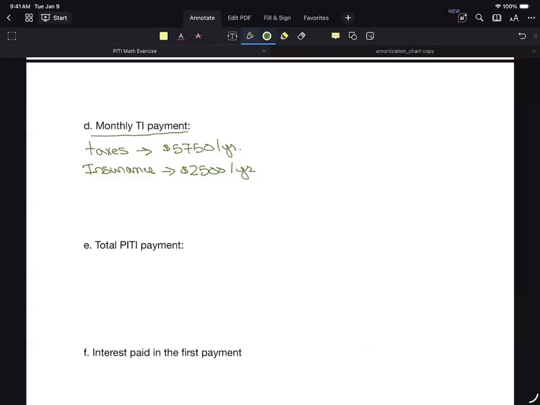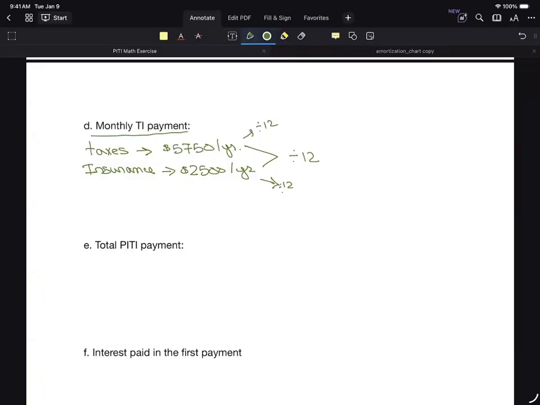Divided by 12, yeah, 12 months. You could either add these up and then divide by 12, or you could do it separately and then add it. I tend to add these together and divide by 12 because the fewer numbers I have to put in the calculator, the better for me.